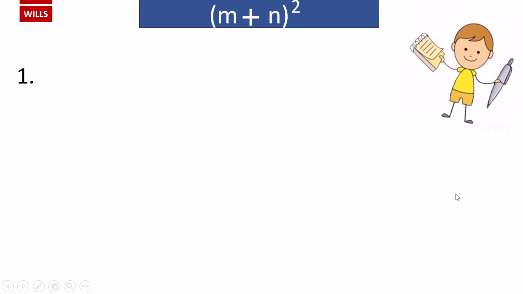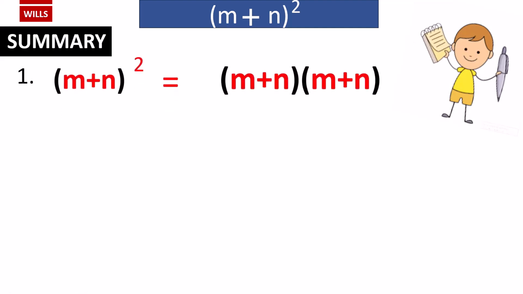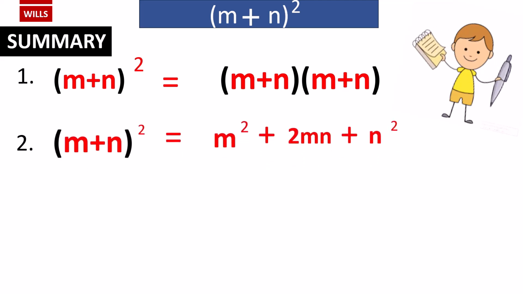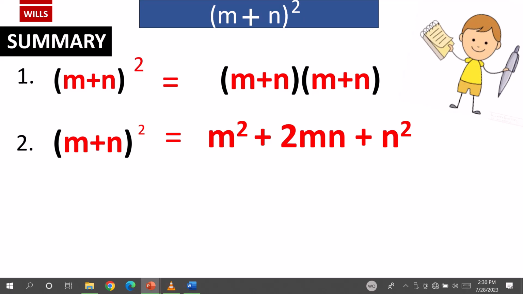Now let's look at the summary. Number 1, m plus n all squared. We saw that it is equal to m plus n times m plus n. And we also saw that when we have m plus n all squared, the answer is m squared plus 2mn plus n squared, which means that we should be able to equate the right side of the two equations, which should also be the same.